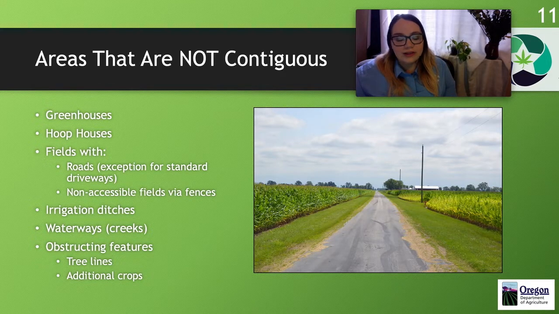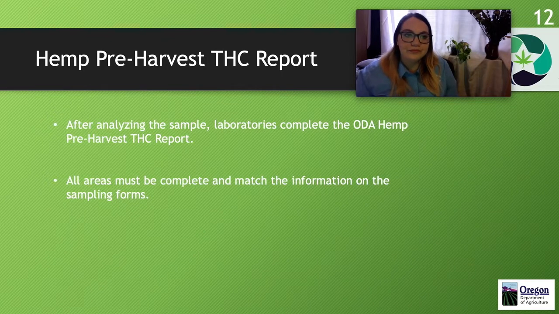Irrigation ditches are another thing. Waterways, anything that you can't easily cross, it's not contiguous. Like a tree line, for example, you shouldn't be sampling a hemp field and then have to walk through a forest and get to the other part of the hemp field. That's 2 hemp fields. So I hope that's clear.